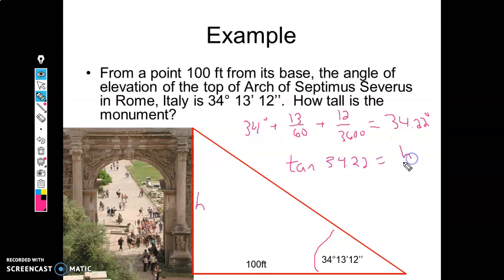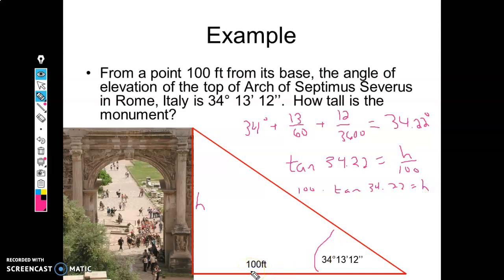So that'd be h over 100. H is not for the hypotenuse this time. H is for the height. Okay, so maybe you'd want to use something else besides h, I guess, if that is confusing to you. 100 is the base. All right, so now we're going to go ahead and get h by itself. So we need to multiply both sides by 100. So we'd have 100 times tangent of 34.22, and then you're going to put that in your calculator and see what the height is. And it should be reasonable.